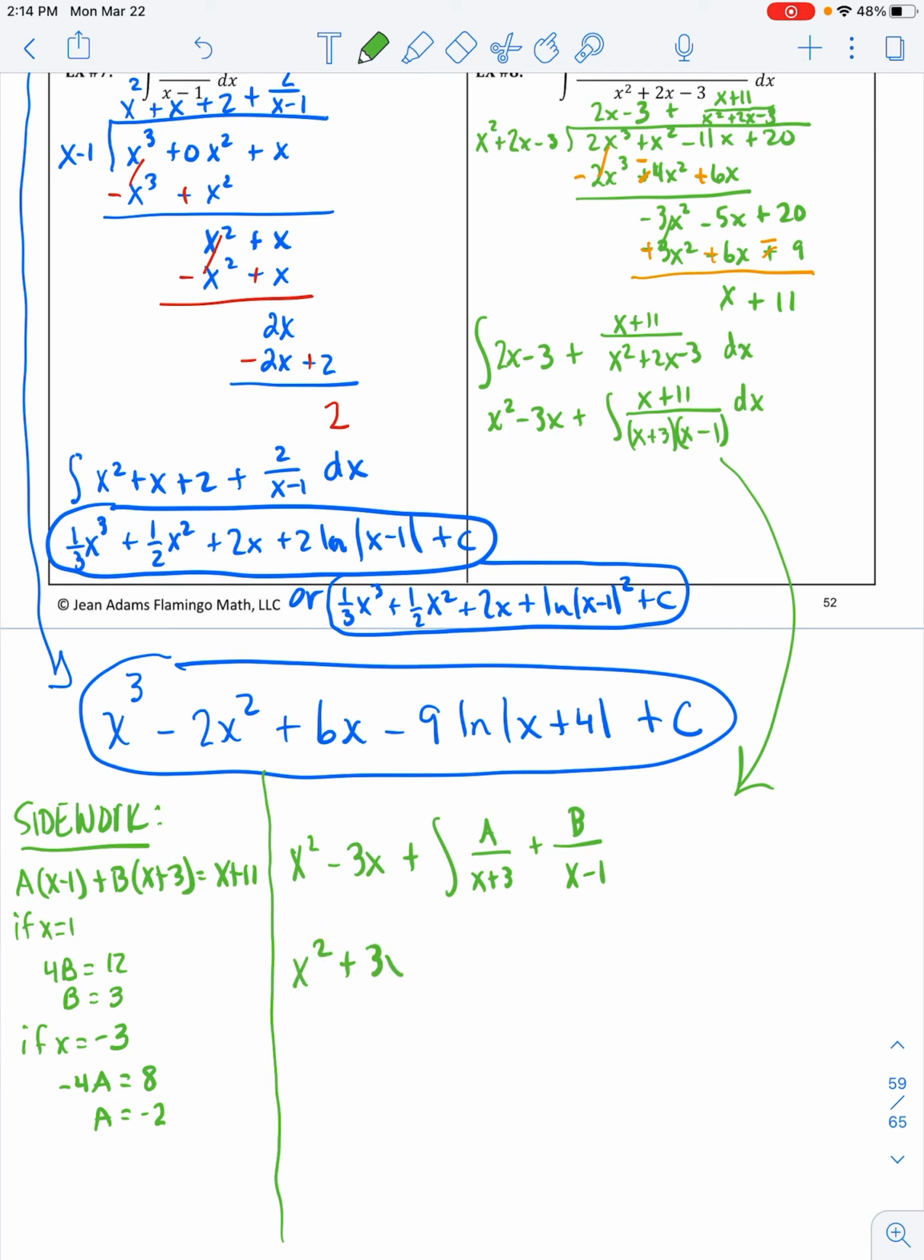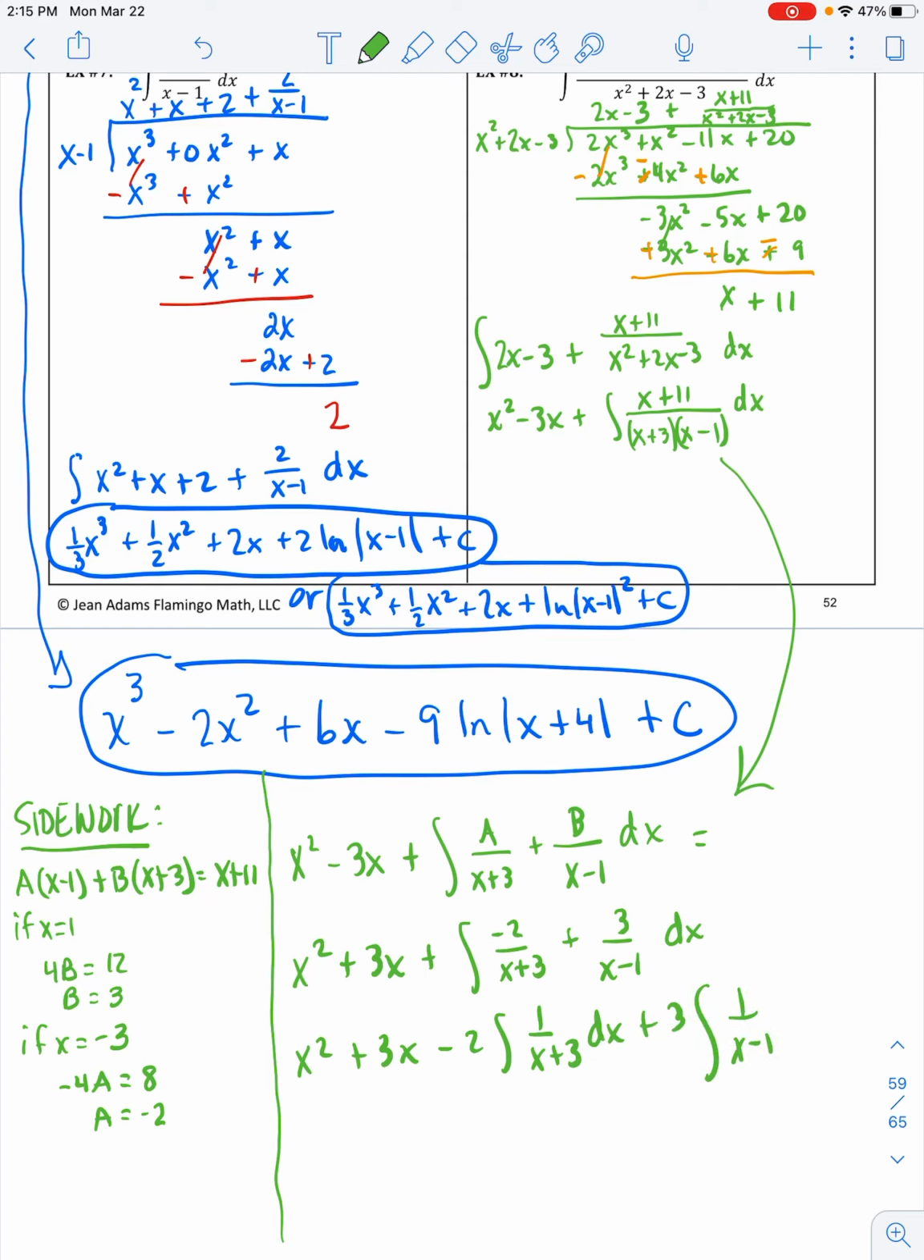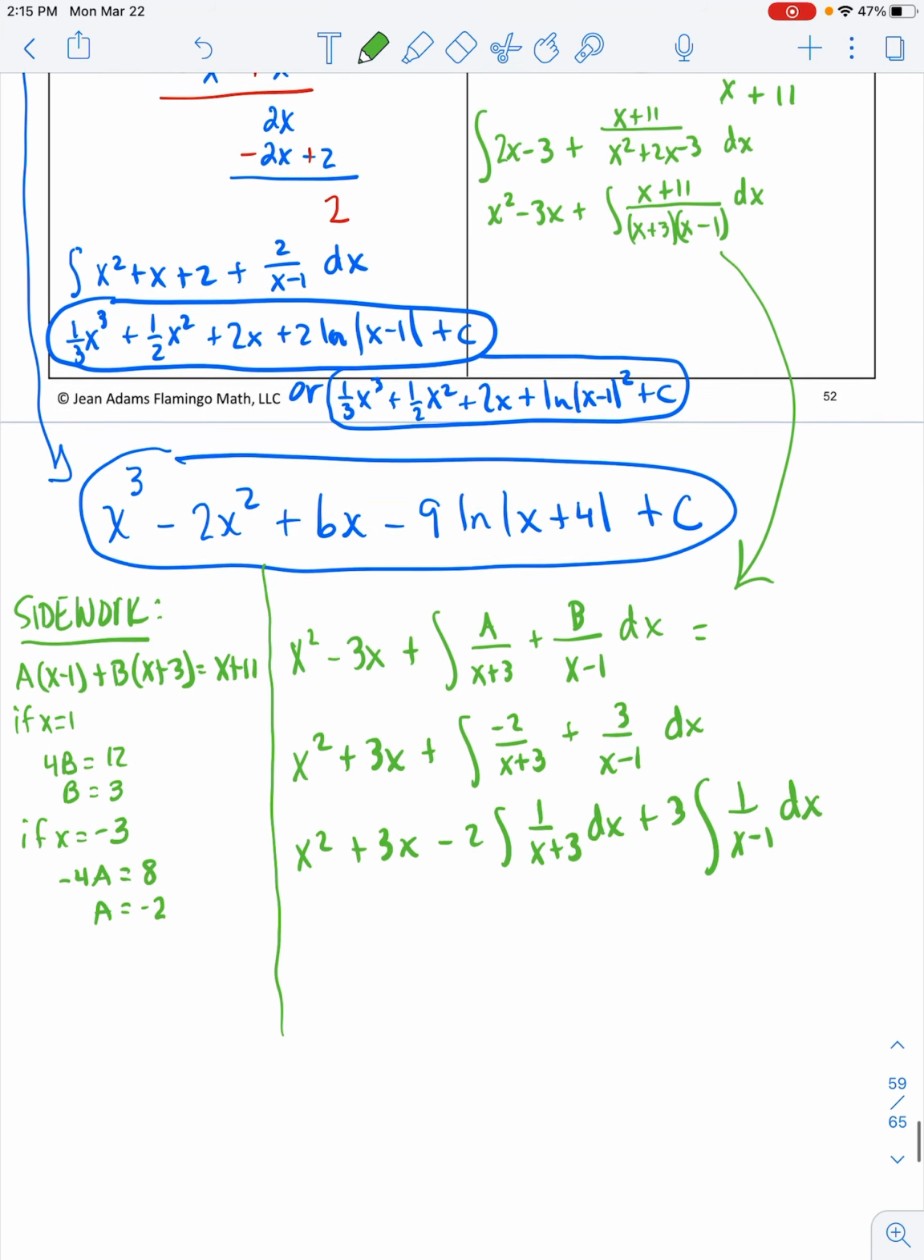So this is going to become x squared plus 3x plus, and then this would be the integral of negative 2 over x plus 3 plus 3 over x minus 1 dx. I got my dx over here. So x squared plus 3x. I'm going to bring the negative 2 out and separate these into two separate integrals. Bring that positive 3 out.